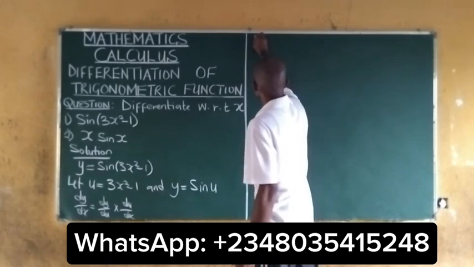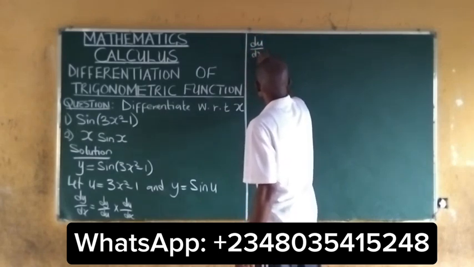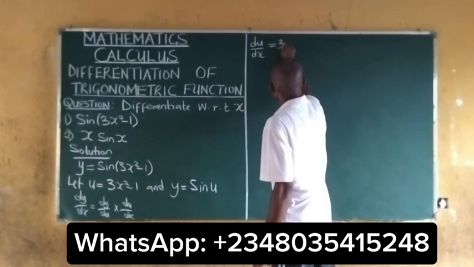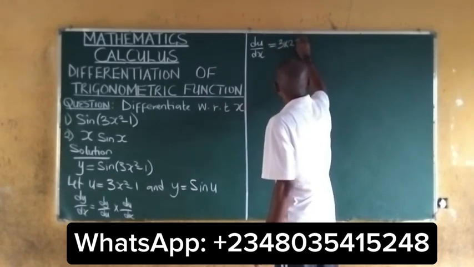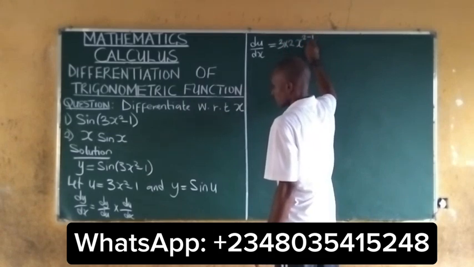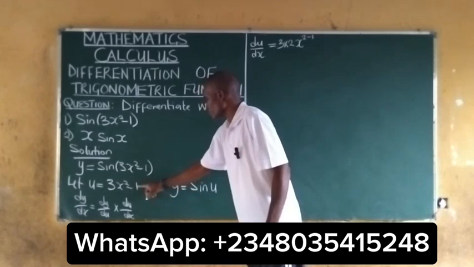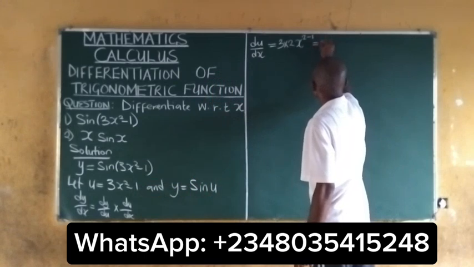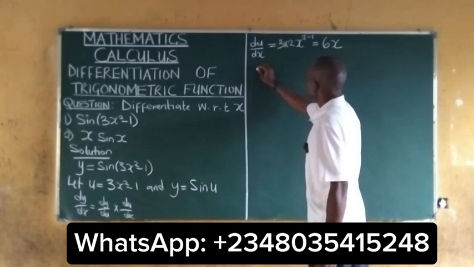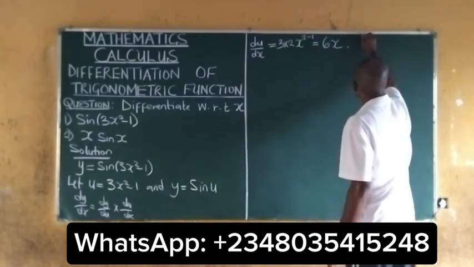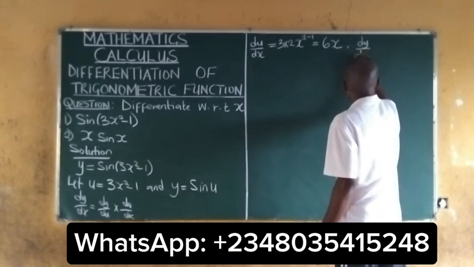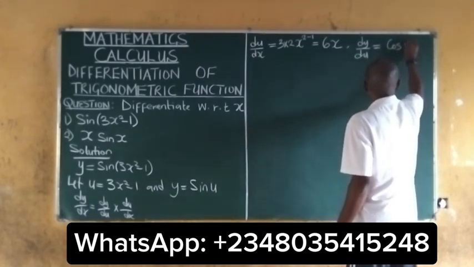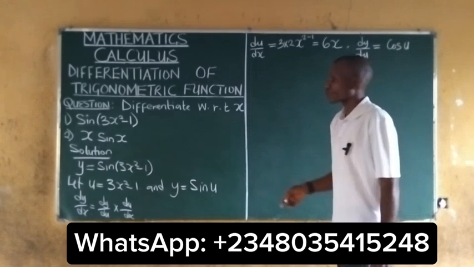Then we come over here. The du over dx, what is it? We differentiate the whole of this. It will now give us 3 multiplied by 2x to the power 2 minus 1, minus, if we differentiate 1, which is a constant, we get 0. So we have this, which is equal to 6x. Also, dy over du is equal to cos u. If you differentiate sine, you get cos.